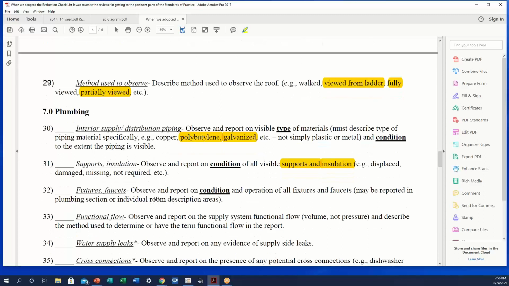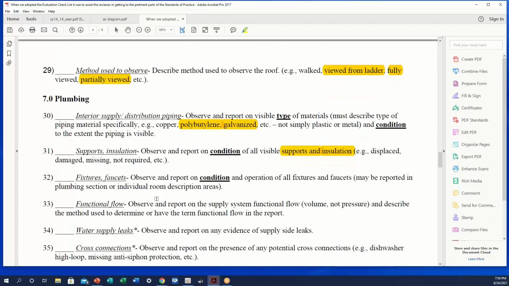I see it now. Okay, let's go to 32. 32, support fixtures and faucets. Operation, it says all fixtures right here, everybody. All. What's that mean? All. Each one, yeah, that's what it means. The toilet is a fixture. The sink is a fixture. 2 sinks are fixtures. And maybe report in the plumbing section or individual room description areas. Okay.